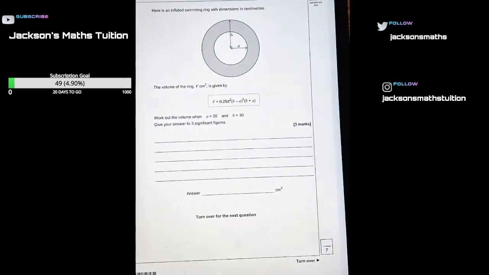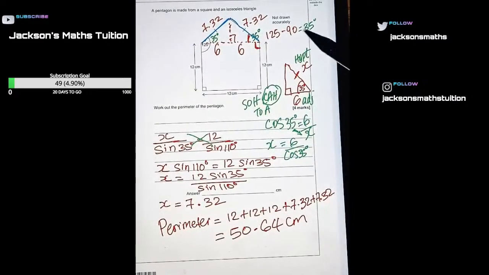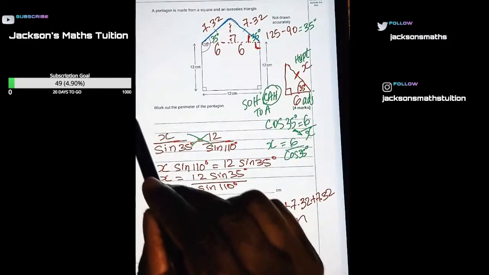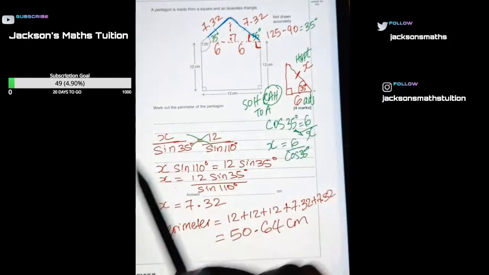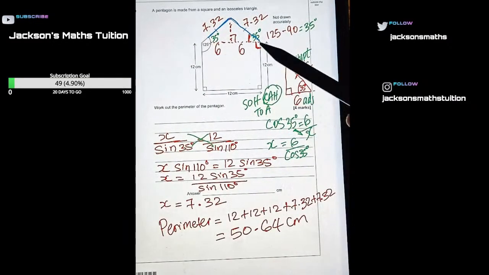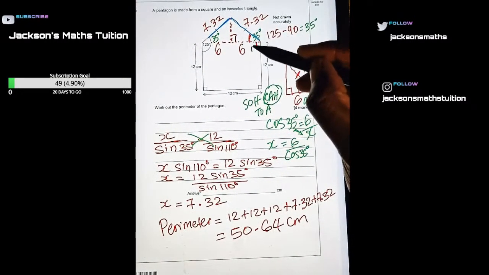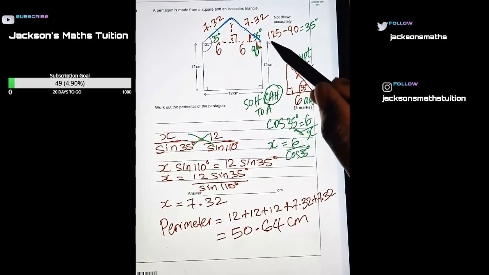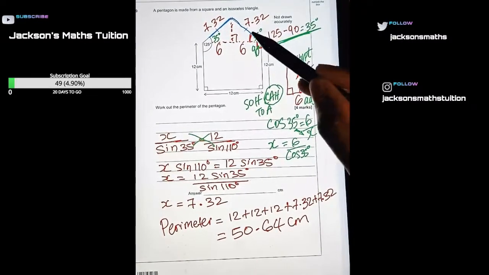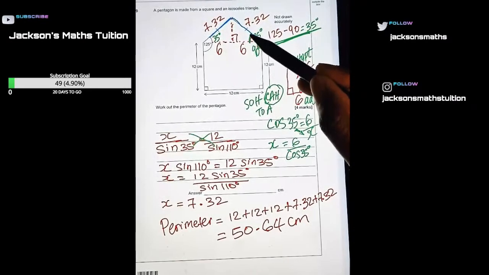Question 20. How did you get 35 degrees? Here, the angle given was 125. Now, because this is a square, this angle here is 90 degrees. So you do 125 minus 90, and it gives you the remaining angle, 35.